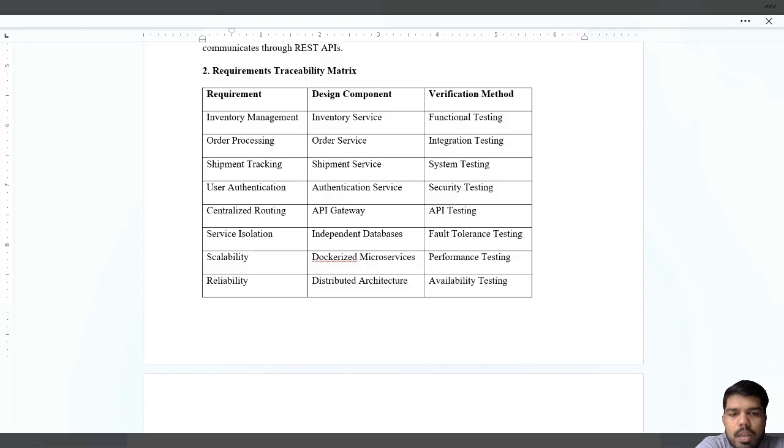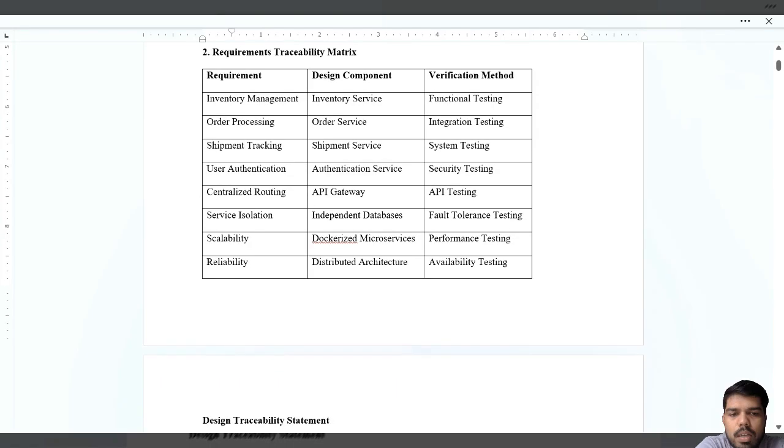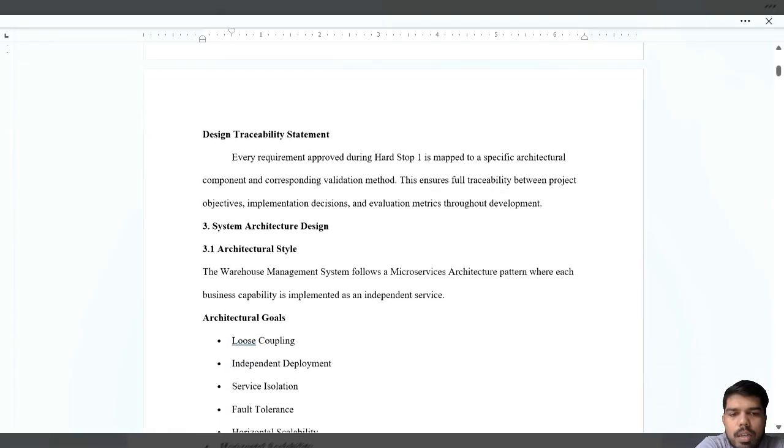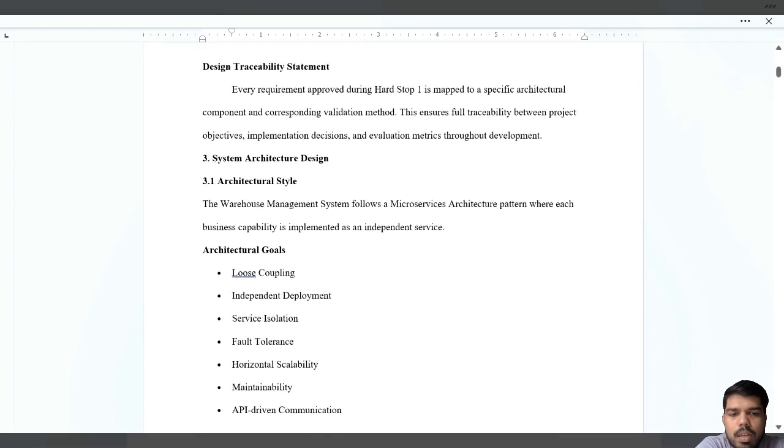So this matrix provides traceability from requirement to implementation and finally to evaluation, as well as the design traceability statement, where every requirement approved during part one is mapped to a specific architecture component and corresponding validation method. This ensures full traceability between the project objectives, implementation decisions, and evaluation metrics during development.